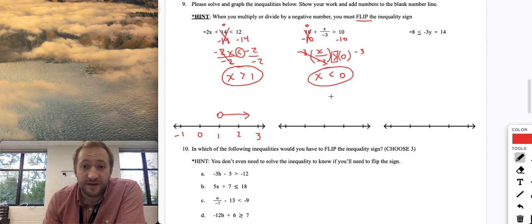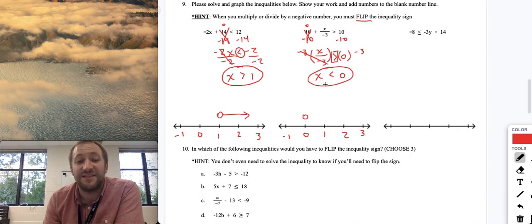Let's go and graph this. And remember, just because it's 0, we can still graph it. So I'm going to put 0 right here. 1, 2, 3, negative 1. Go find your 0. Leave the circle open because there's no equal to. And x is any number that's less than 0. All my numbers less than 0 are going to the left.